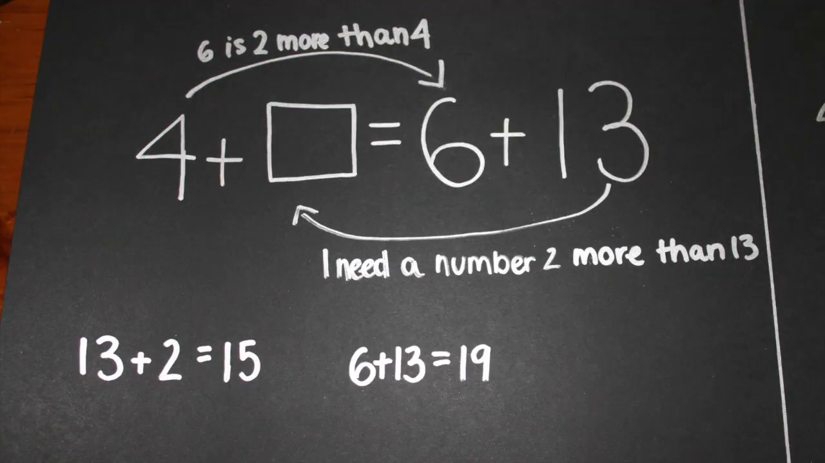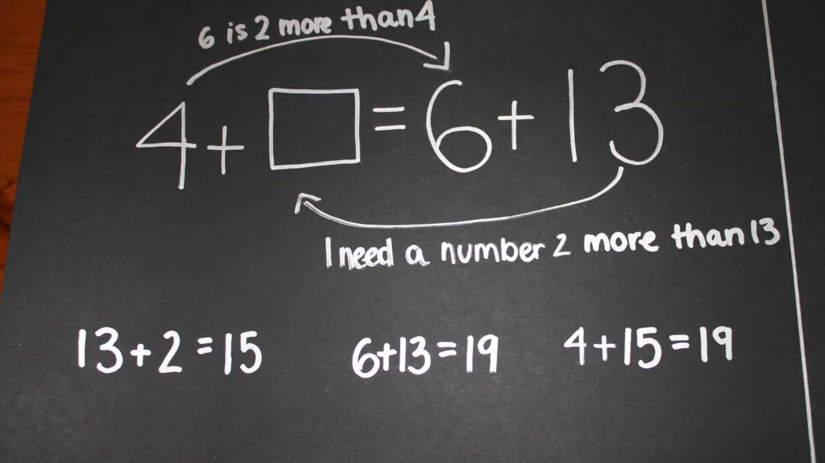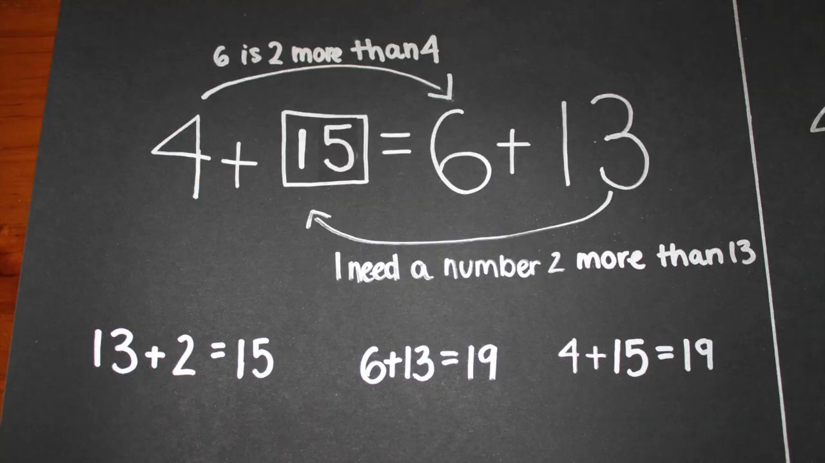In the first number sentence, 4 plus something equals 6 plus 13. This student might say, for the sides to balance, I need a number which is 2 more than 13, so it must be 15. Note that this student did not need to calculate the total of 19 as an intermediate step. Drawing arrow diagrams will help explain the strategy to other students and make a record for later discussion.